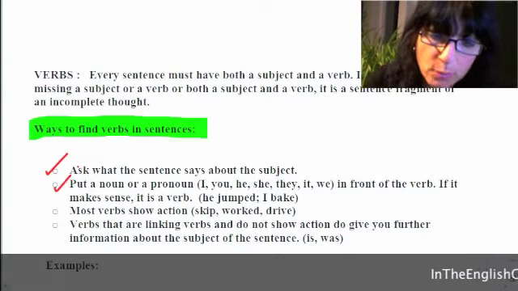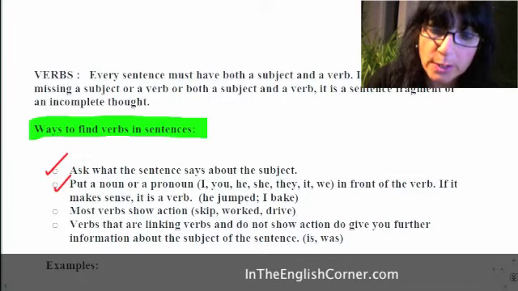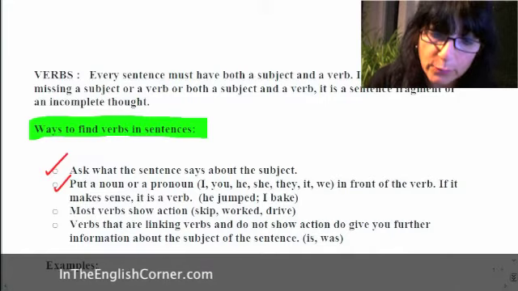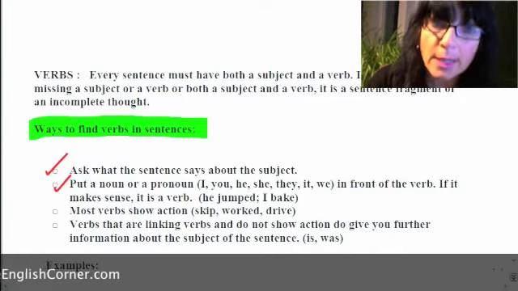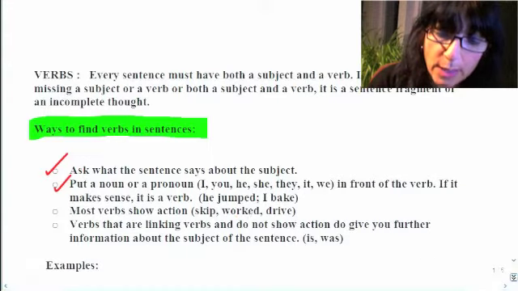The next pointer is if you put a noun or a pronoun, which would be I, you, he, she, they, it, or we, in front of the verb and it makes sense, then it is a verb. For example, he jumped: he is a pronoun, the verb is jumped. Or I bake.